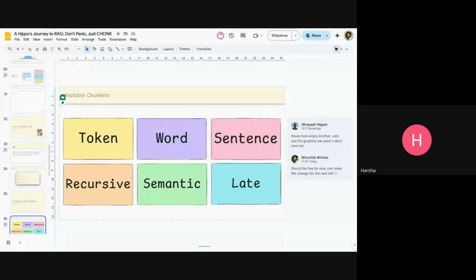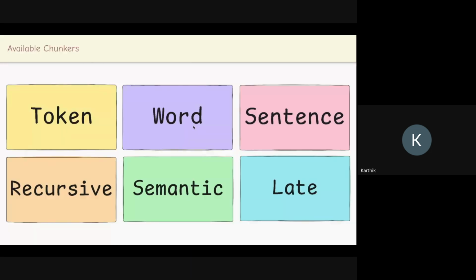Which of the chunkers is more useful in terms of retrieving relevant information? Do you want to just unmute, Karthik, and ask? Yeah. So, Bhavnick, which of the chunkers is more useful, generally, in terms of retrieving relevant information for the LLMs, or which chunker would actually get more useful information related to the query so that the LLM can answer more reasonably?